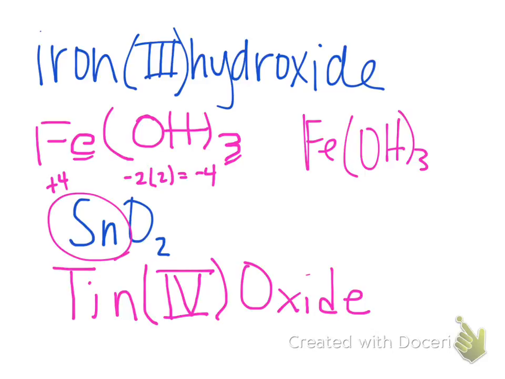Okay, so iron hydroxide, we had 1 iron and 3 hydroxide atoms. To cancel that, for our tin oxide, it has to be tin 4 oxide. Okay?